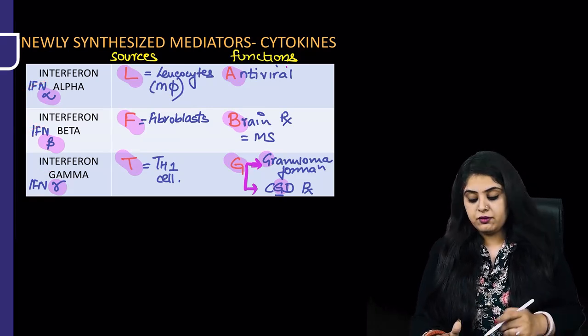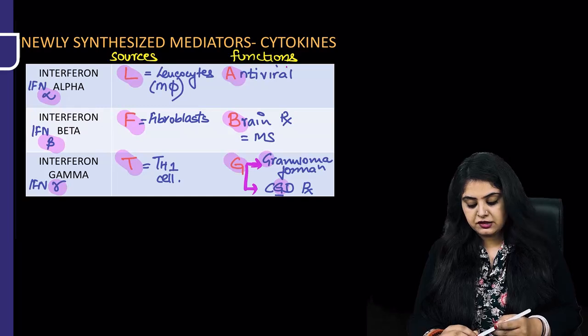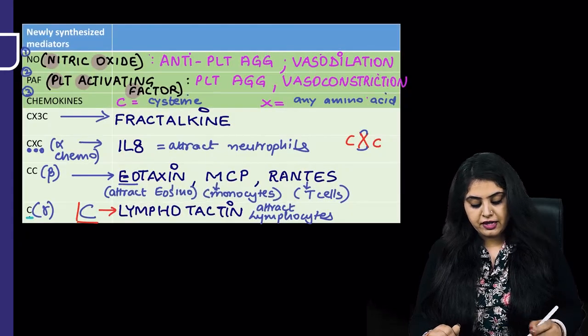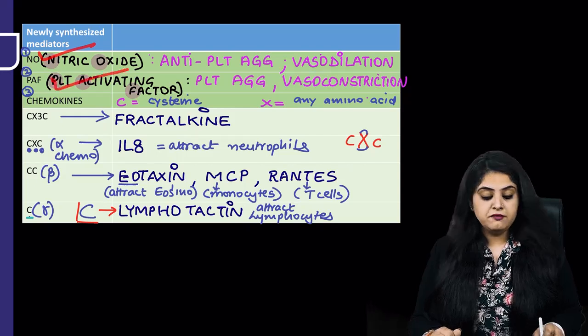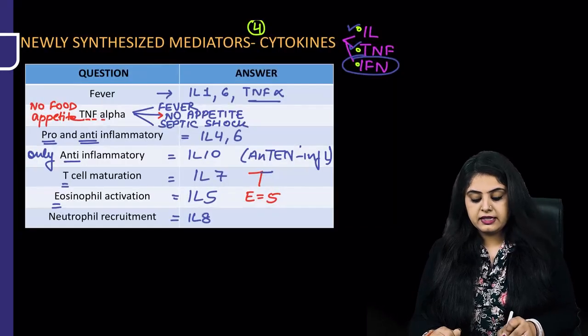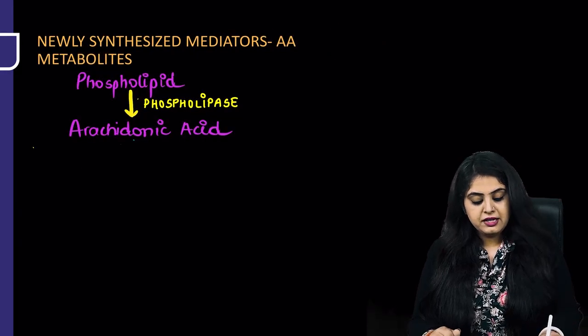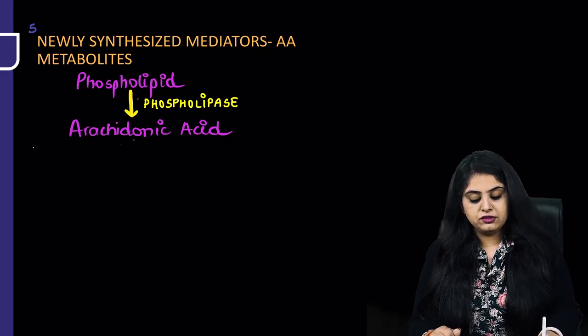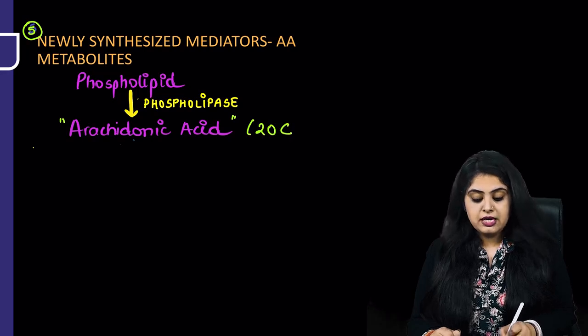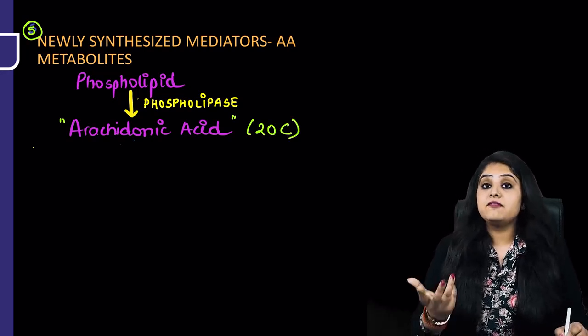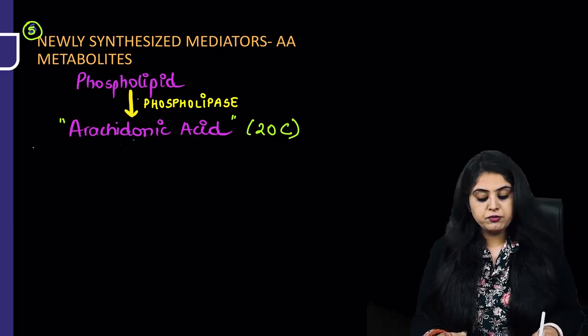Now, if you realize, I was doing newly synthesized mediators, in which the first one that I did was nitric oxide, followed by PAF, followed by chemokines. The fourth one that I did was all the cytokines, and now I'm ready to go on to the fifth one, that is the arachidonic acid metabolites. So what is arachidonic acid? This is something that you study in biochemistry. It is a 20 carbon compound, and where does arachidonic acid come from? It comes from the phospholipid.